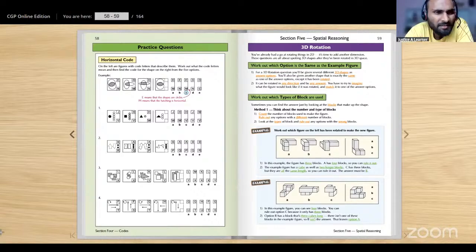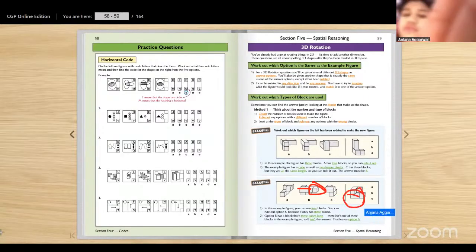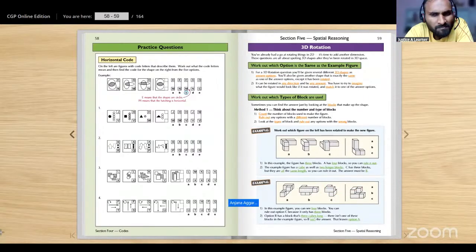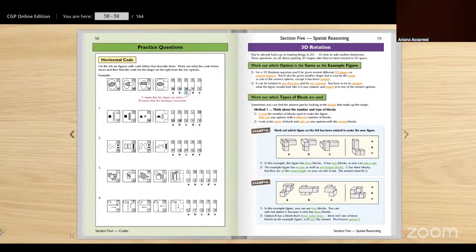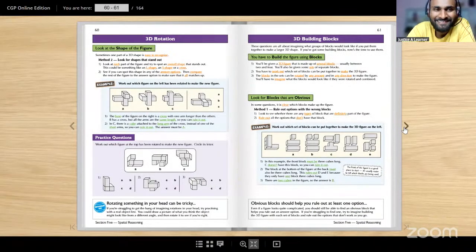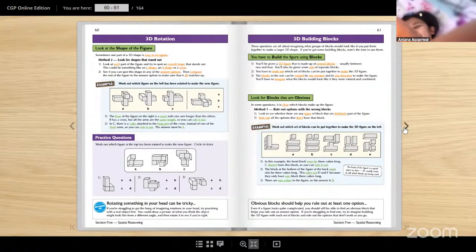Did you understand? And this is longer than this one. Did you understand? Shall we move forward? Yeah. Did you understand? What did she answer? Did she understand? I don't know. Wait.